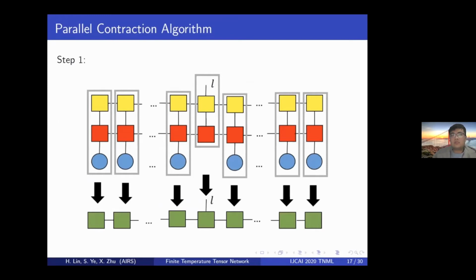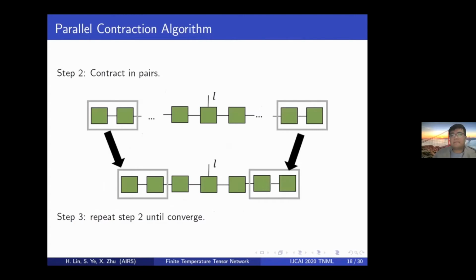This optimization process contains 3 steps. For the first step, the temperature tensor is contracted with its corresponding weight tensor and the local feature map, giving a new tensor depicted as green squares. After this step, we contract the generalized tensors in pairs. This step is conducted independently for each pair in parallel. This step is repeated until the tensor chain is fully contracted.